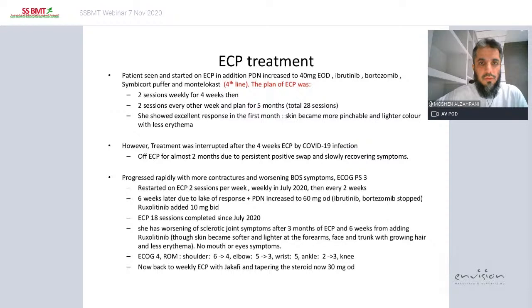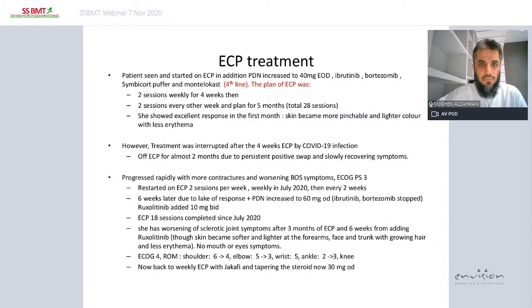So our plan for the ECP, which was the fourth-line treatment here, we have guidelines to start patients with chronic GVHD: two sessions weekly for 4 weeks, then two sessions every other week, and plan for 5 months, total 28 sessions. She showed excellent response in the first month, with the skin becoming more pliable and lighter in color with less erythema. However, treatment was interrupted after the fourth week of ECP by COVID infection.